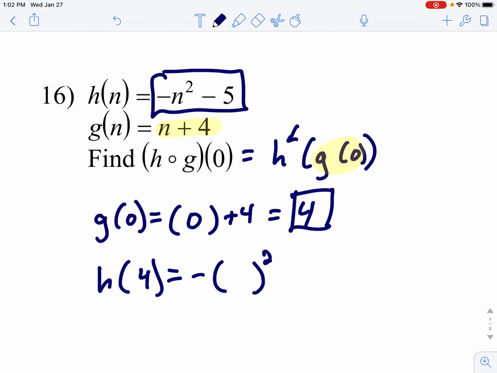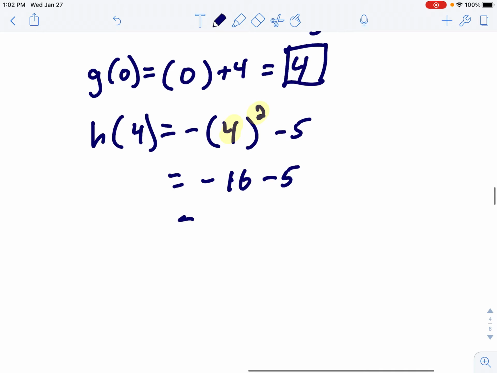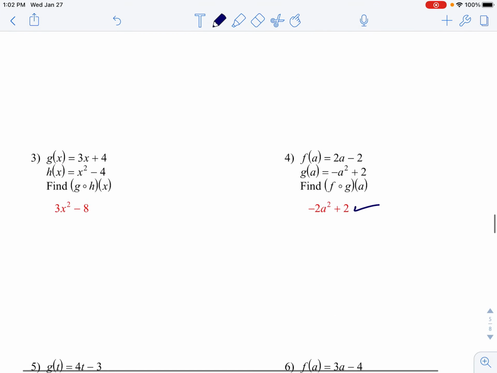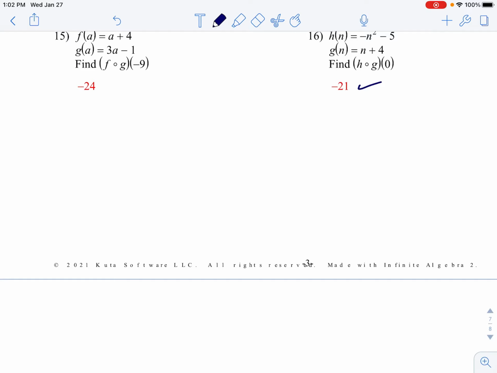Negative n squared minus 5, we're going to plug in a 4. All right, 4 squared is 16, and bring down the negative sign in front of it, and the minus 5. Negative 16 minus 5 is negative 21. So the answer to number 16, if I ever get there, negative 21.